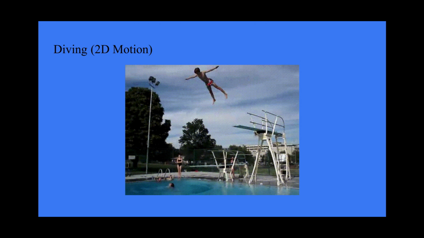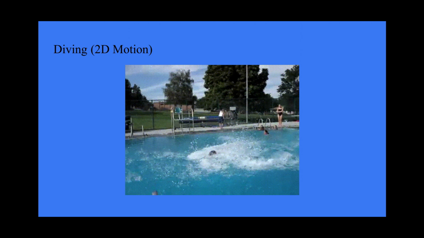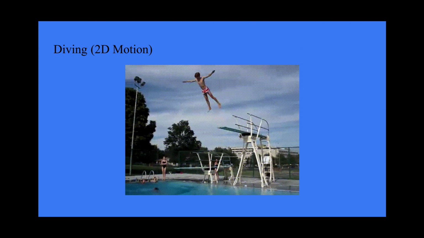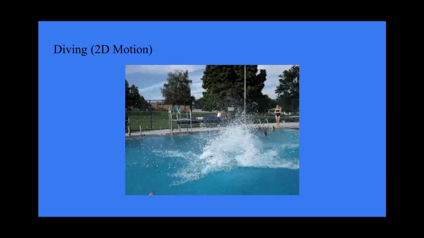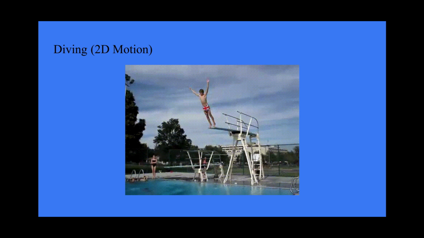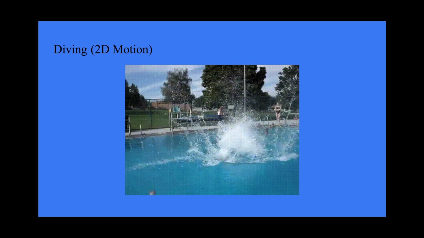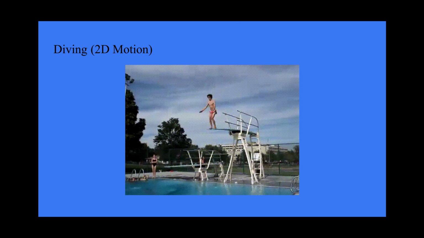Diving. When a swimmer dives, their motion becomes an example of two-dimensional kinematics. Once the swimmer leaves the board, they follow a projectile motion. Horizontal velocity remains nearly constant, while vertical motion accelerates due to gravity.